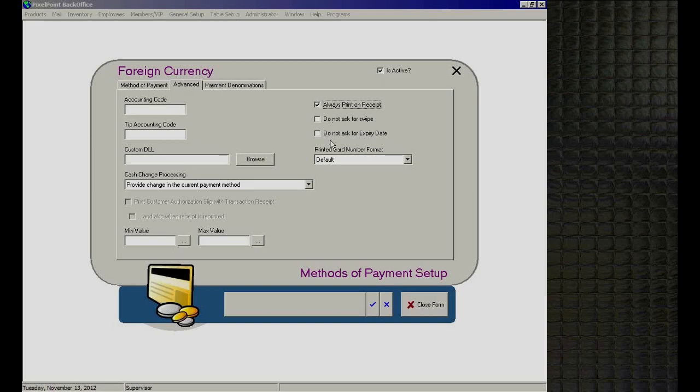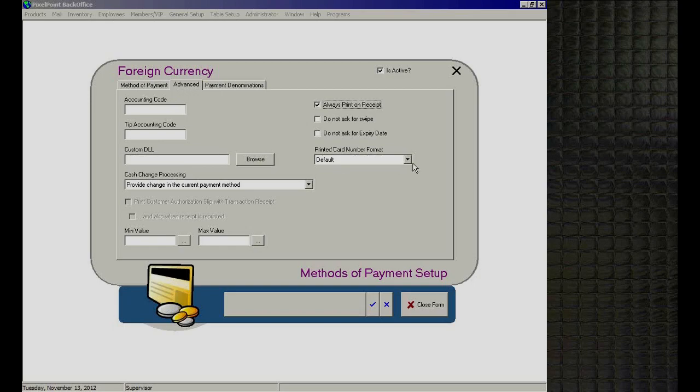Do not ask for expiry date. On this as well, there may be situations where you want to override this, or depending on if you're using custom authorization for the system, if you want to override either of these pertaining to the swipe and the expiry date on a credit card, then you can check on this and it will override that.